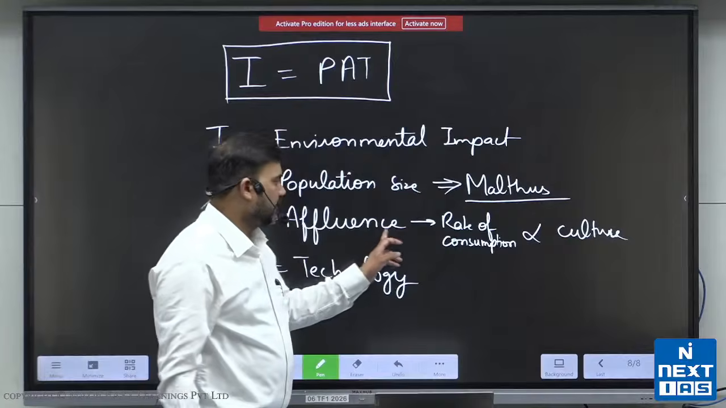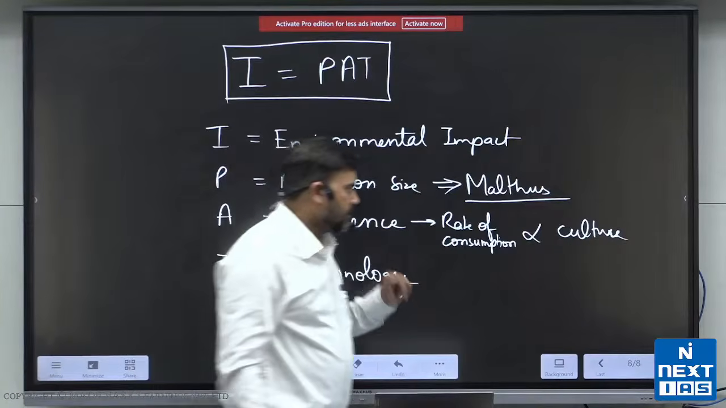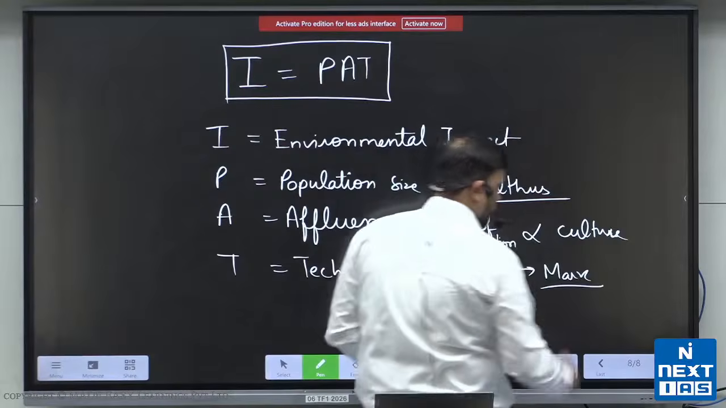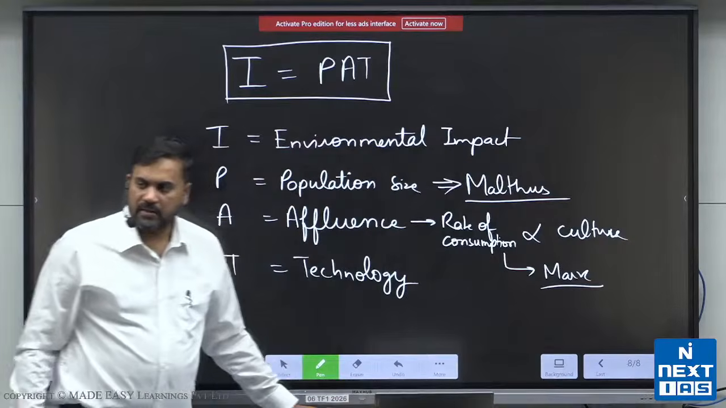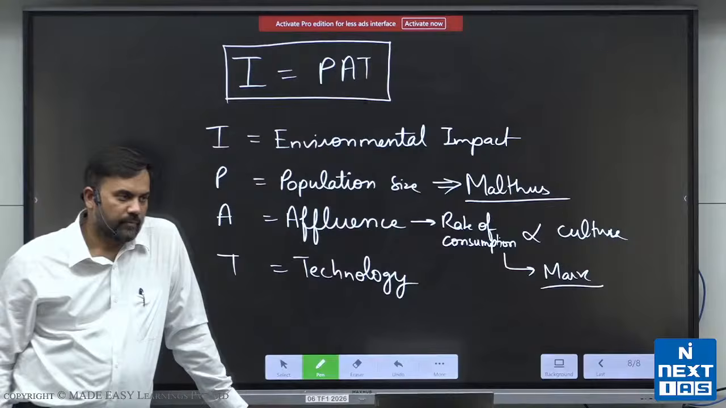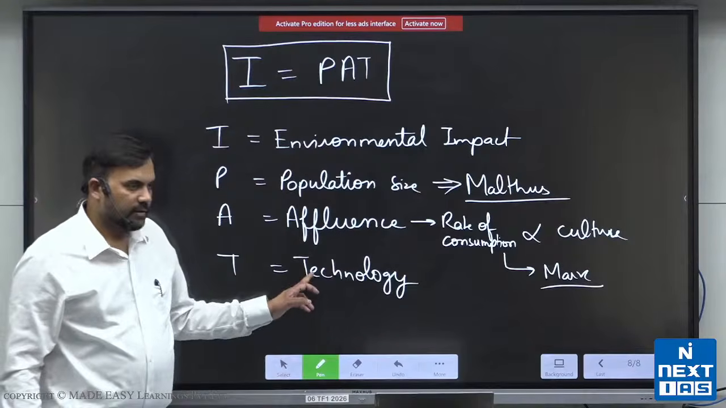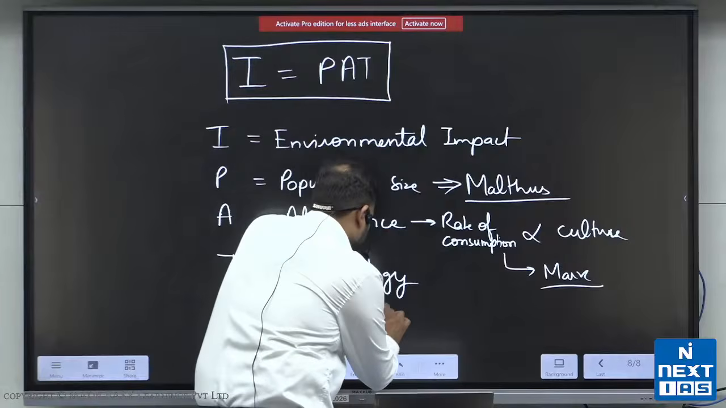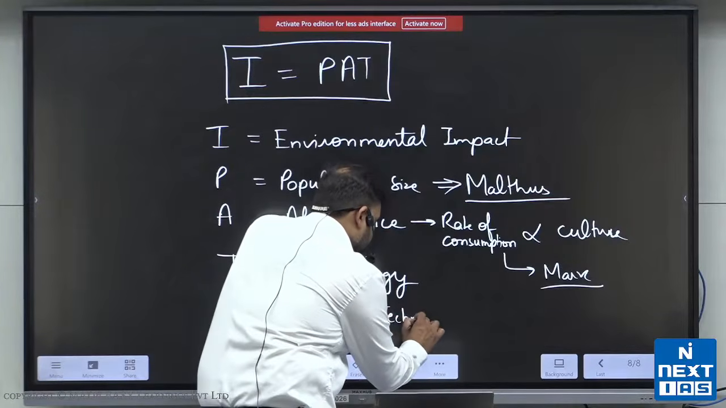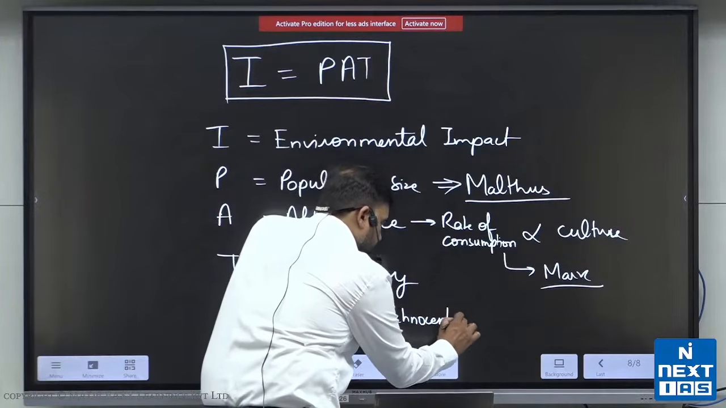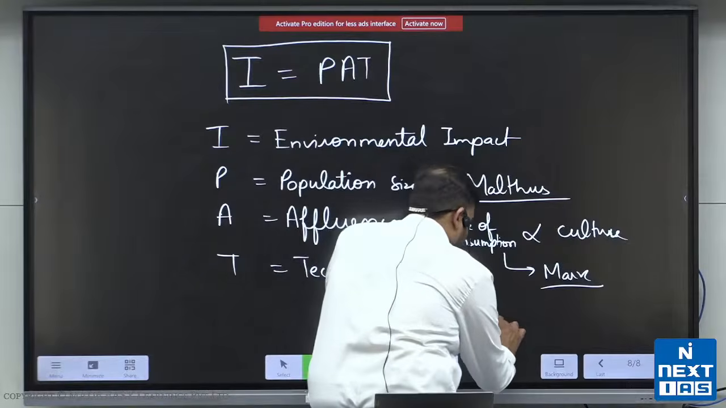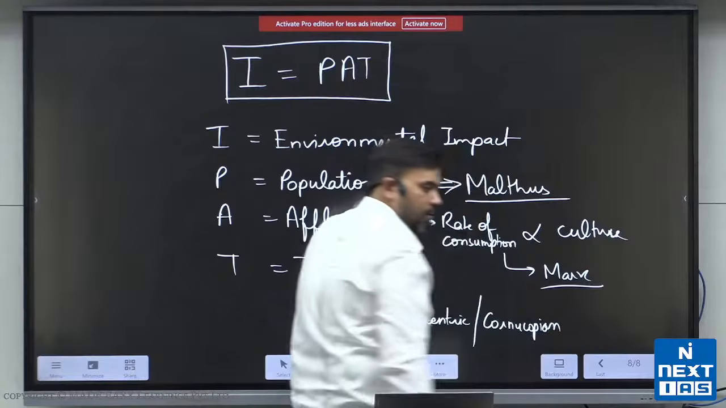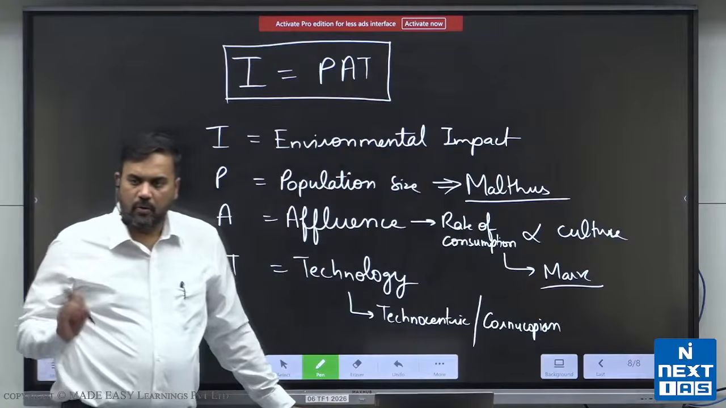When I'm thinking about affluence, this is an idea which is based upon the Marx idea of distribution. Then technology, if you talk about it, we call such a viewpoint technocentric, or also referred to as cornucopian.